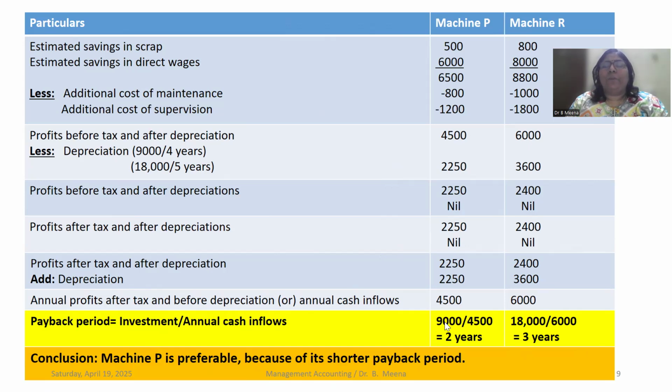9,000 is the investment for machine P. So 4,500 is the annual cash inflow. Likewise, for machine R, investment is 18,000. And what is the annual cash inflow for machine R? We'll get 6,000. So 2 years and 3 years. So as per this answer, we can conclude machine P is preferable because of its shorter payback period. So the problems in this video tell you how to calculate the payback period when annual cash inflow is not given, as well as when the annual cash inflows are even, I mean constant.